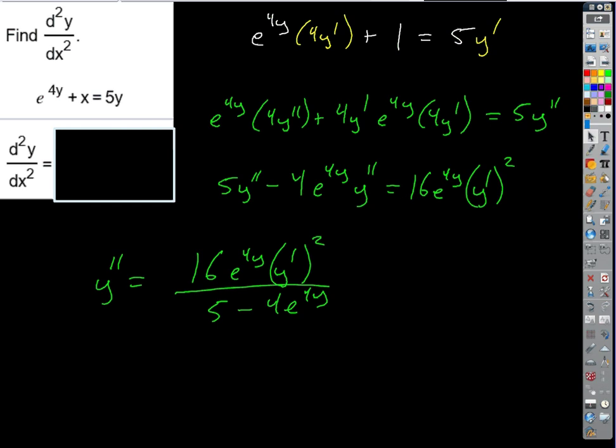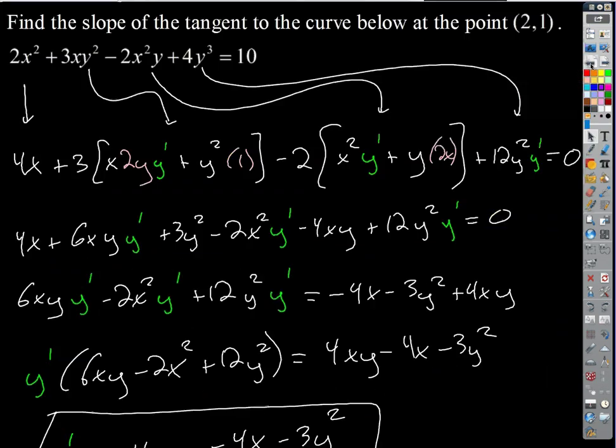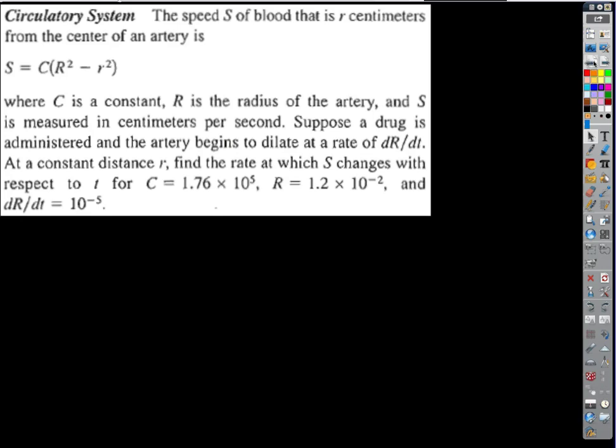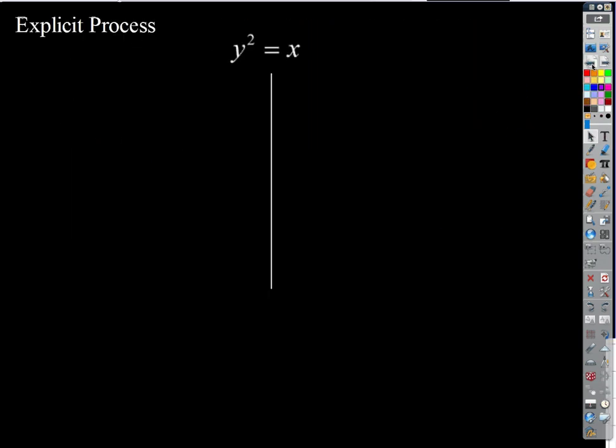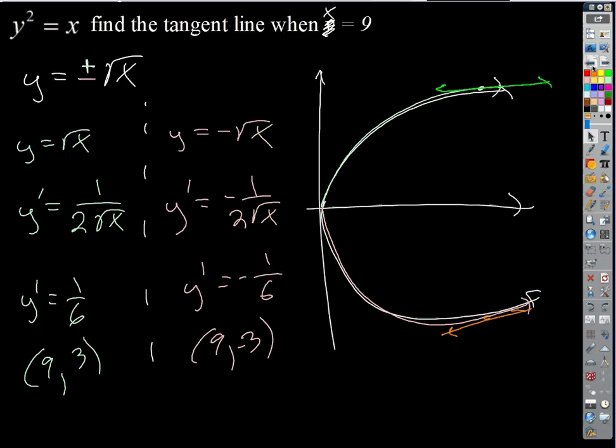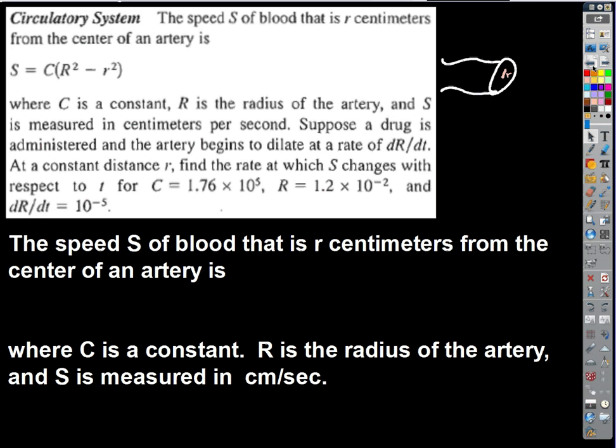Alright, did we ever finish that? Oh, that one. So what about that one? We kinda gotta know what's going on with this, don't we? We gotta know the rate at which the speed that blood's flowing is changing, right? So S prime. And they give us, remember, R is the radius of the artery. Remember the picture from yesterday? I drew a picture somewhere. Yeah, there's my great picture.